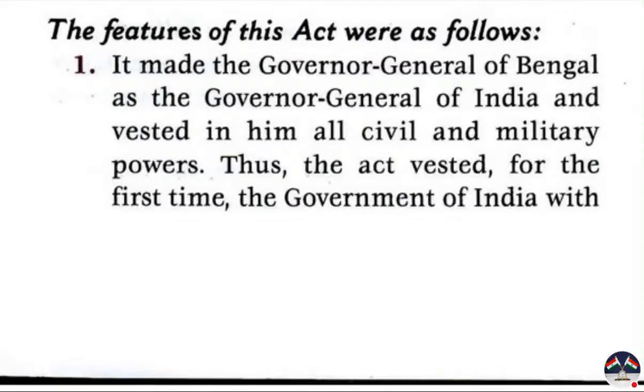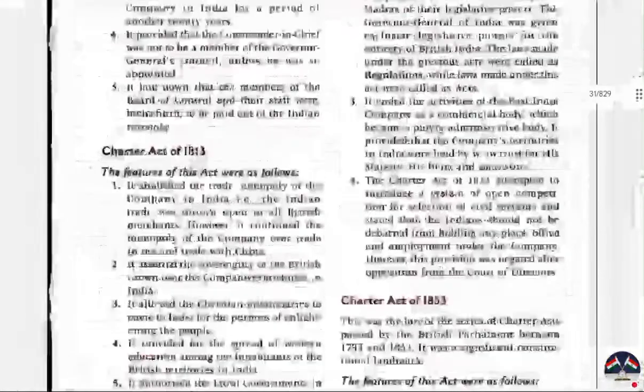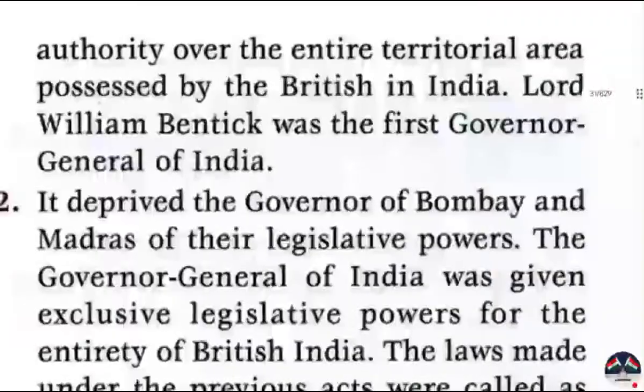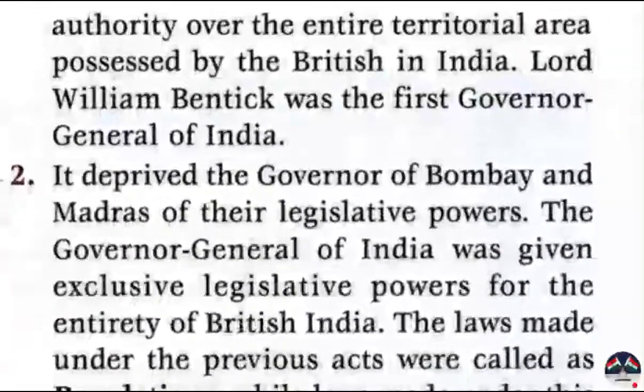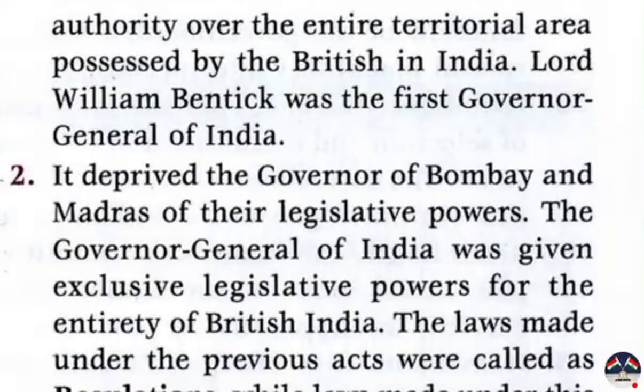Firstly, it made the Governor General of Bengal the Governor General of India and vested in him all civil and military powers. Thus the act vested for the first time the government of India with the entire territorial area possessed by the British in India. Lord William Bentinck was the first Governor General of India.